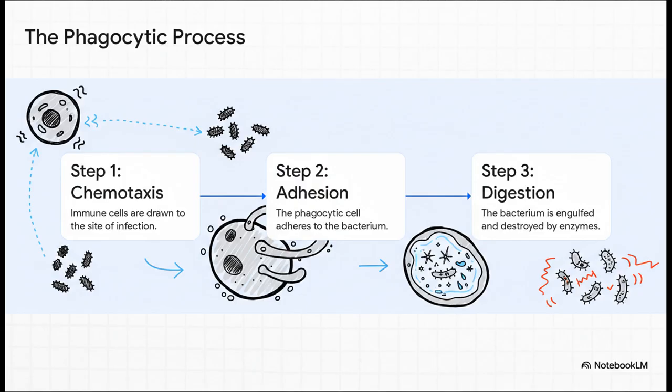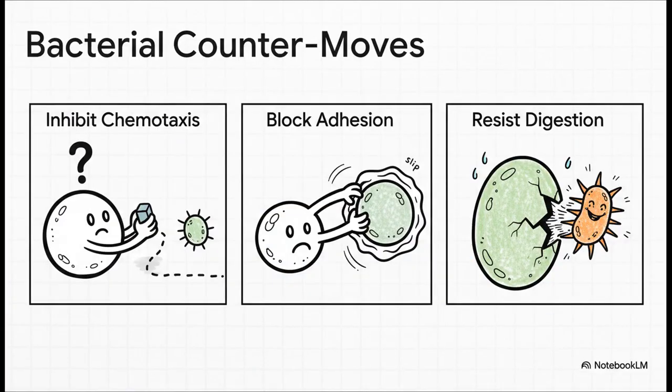It's an incredibly effective system, but bacteria have learned to fight back. And this right here is where the evolutionary arms race just gets intense. For every single step in our defense, bacteria have evolved a countermove. They can block the chemical signals that call for help. They can use those slimy capsules we talked about to make themselves too slippery to grab, and some are so tough they can resist being digested or even kill the phagocyte from the inside. It is a constant back and forth battle.